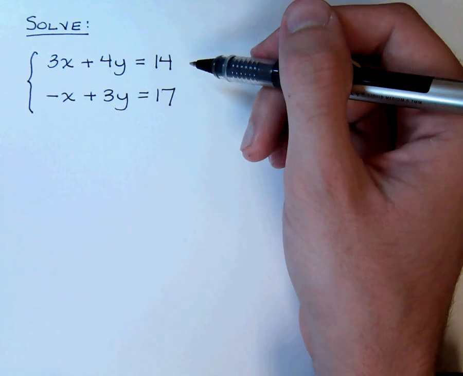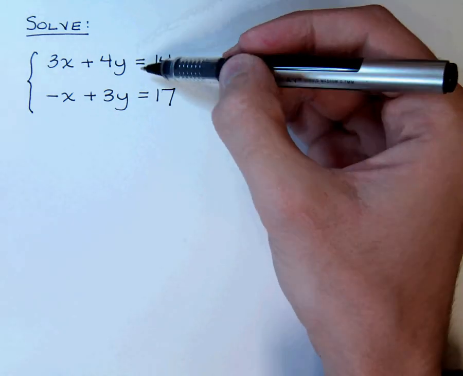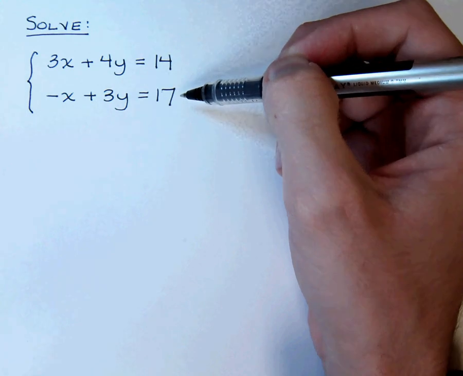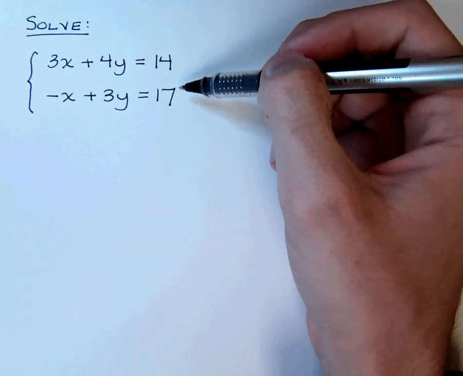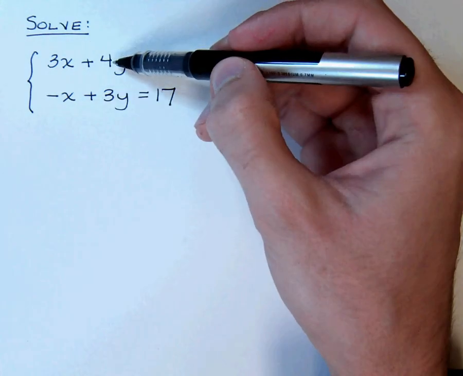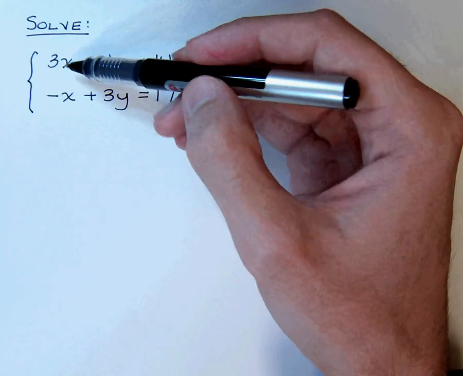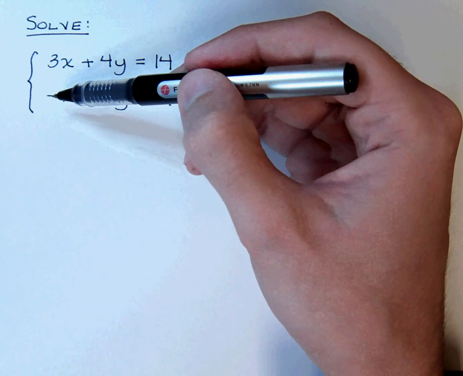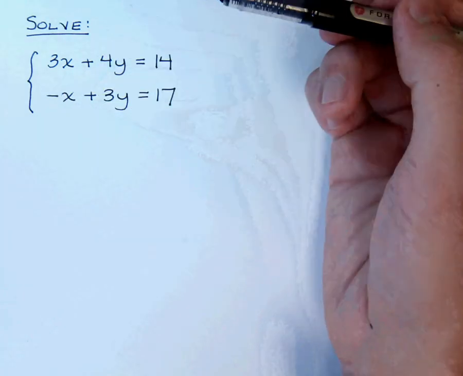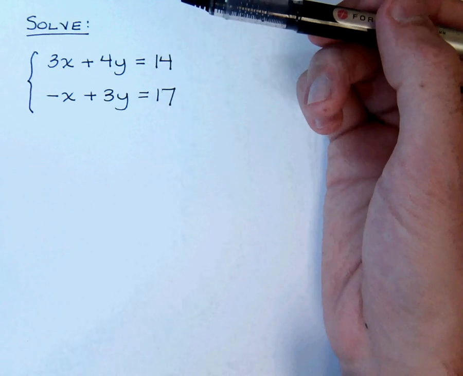Well, in this one, they're both set up in standard form, which again is great for doing the elimination method. Unfortunately, nothing cancels right now when we try to add everything on the left. We get closest to getting stuff to cancel with the x's. If only this were a negative 3x, then we'd be in business. But we don't have a negative 3x.